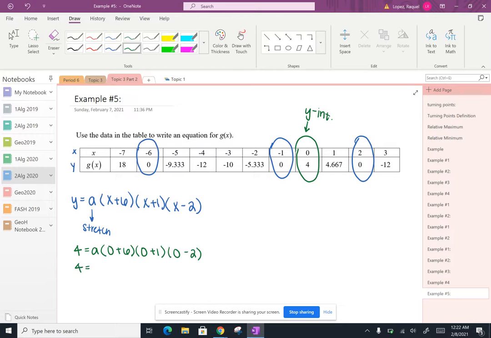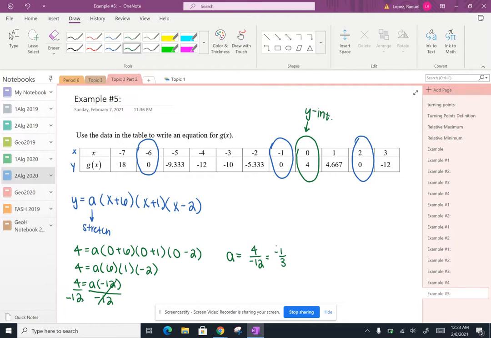Okay, let's go ahead and simplify. So I have 4 equals a, and I end up with times 6 times 1 times negative 2. Simplify that even more. 6 times 1 is 6, and 6 times negative 2 is negative 12. So I have a times negative 12. Now to get a by itself, I'm going to divide both sides by negative 12. And I've figured out what my a is. So a is 4 over negative 12, or I can simplify that fraction and I end up with negative 1/3.